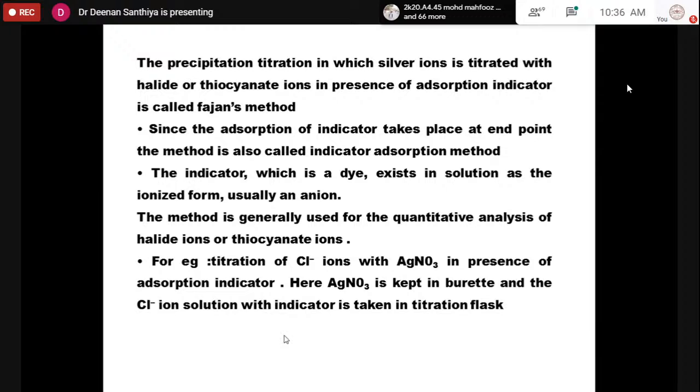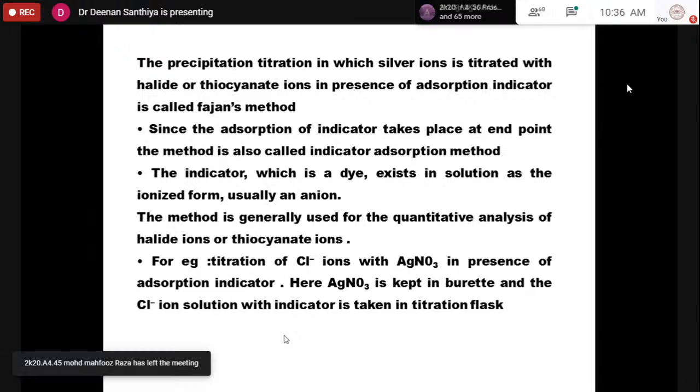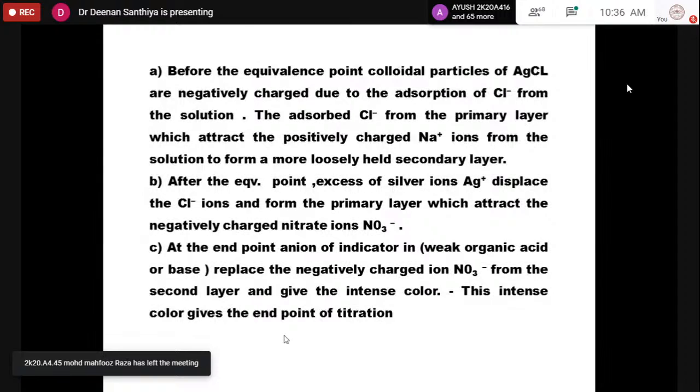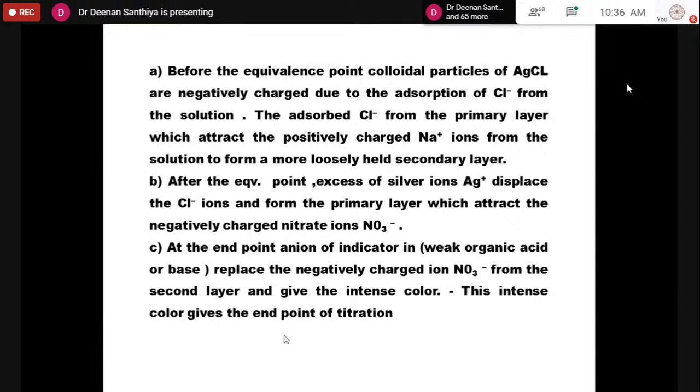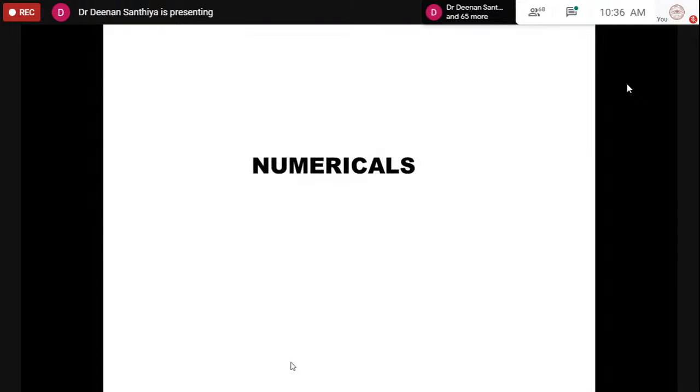Especially the importance of Fajan's method. What is the importance of Fajan's method? Because color detection is not so easy in the case of precipitation titration. That's why if you use the fluorescent indicator, the color will be intense at the end point, and you cannot cause any error in the titration. So this intense color gives the end point of the titration.